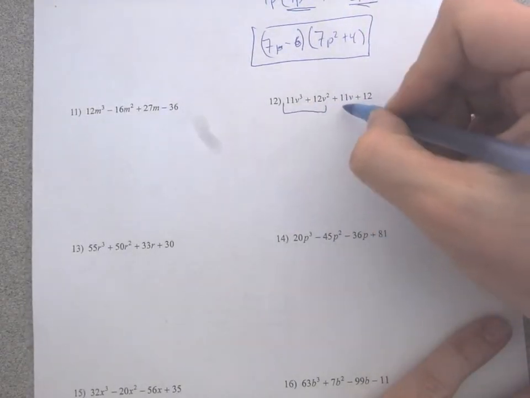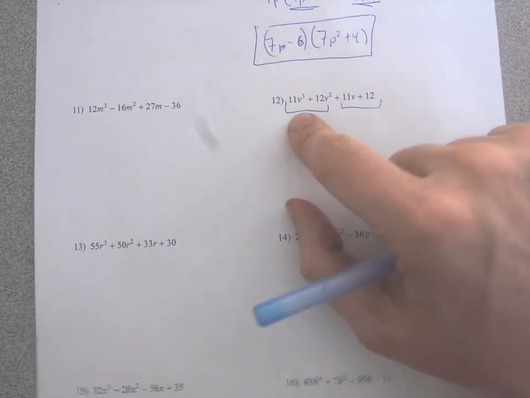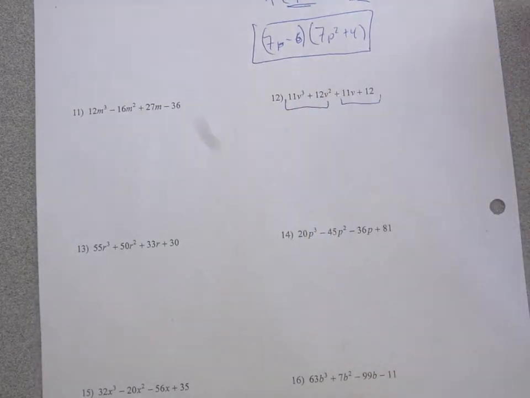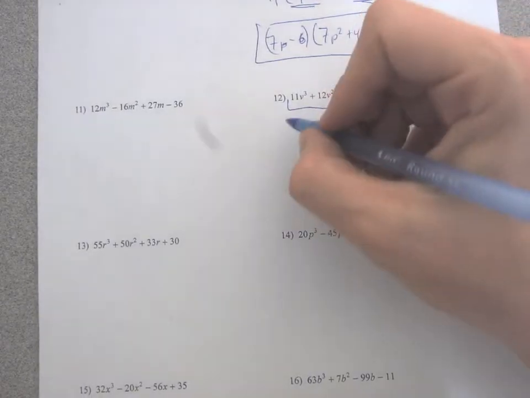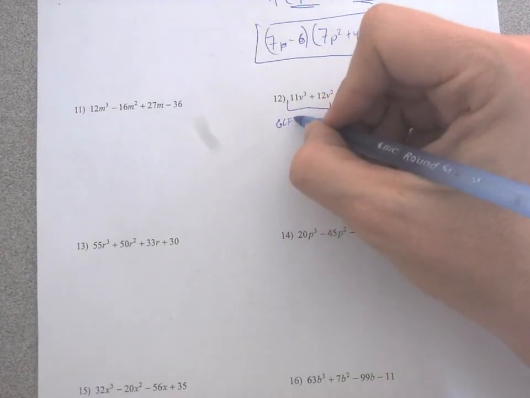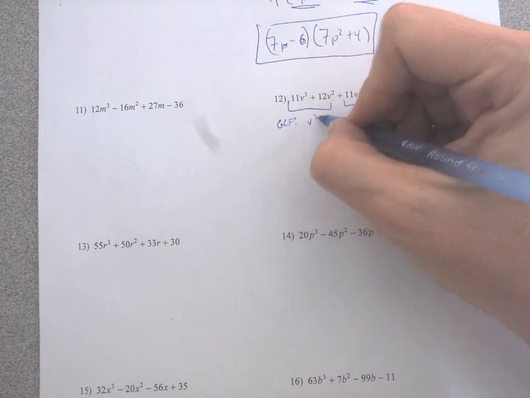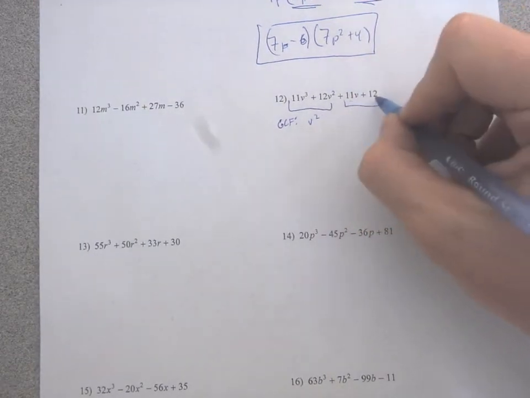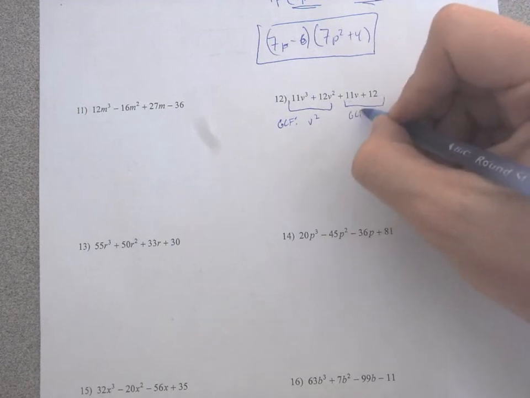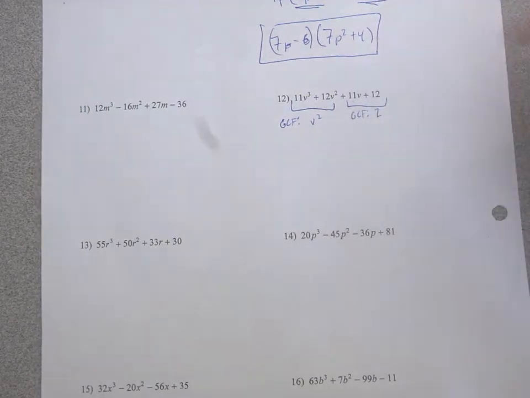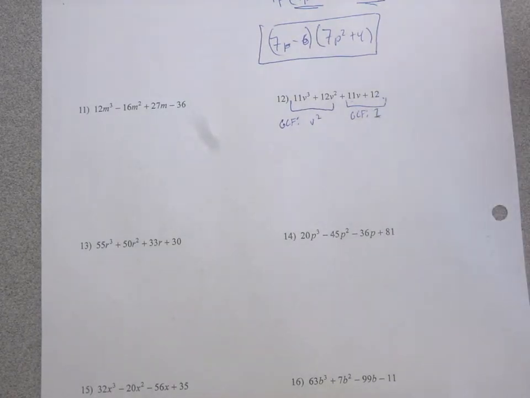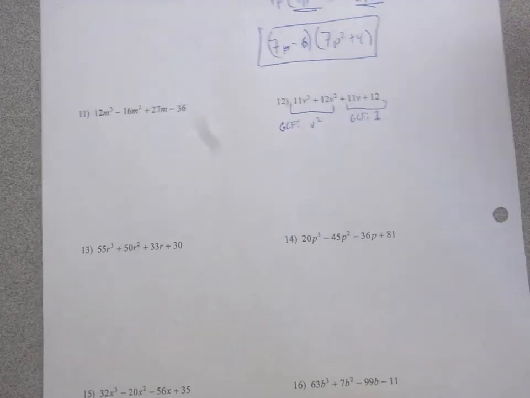So if I group it the way it is, the only thing I can take out is a v squared, because 11 and 12 don't really have any common factors other than 1. So my greatest common factor for the first set is v squared. And similarly, I can't really find a greatest common factor here, so I'm going to call my greatest common factor a 1, because the only thing I can think of that goes into 11 and 12 is 1, and since this doesn't have any v's, there's nothing else I can do. So even though it looks kind of funky, this is actually still going to work out.